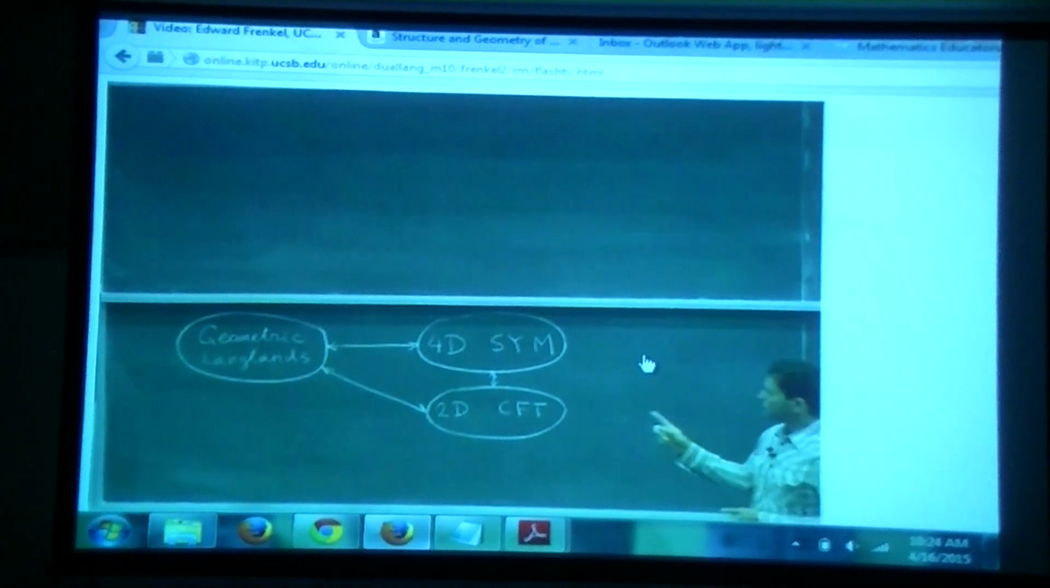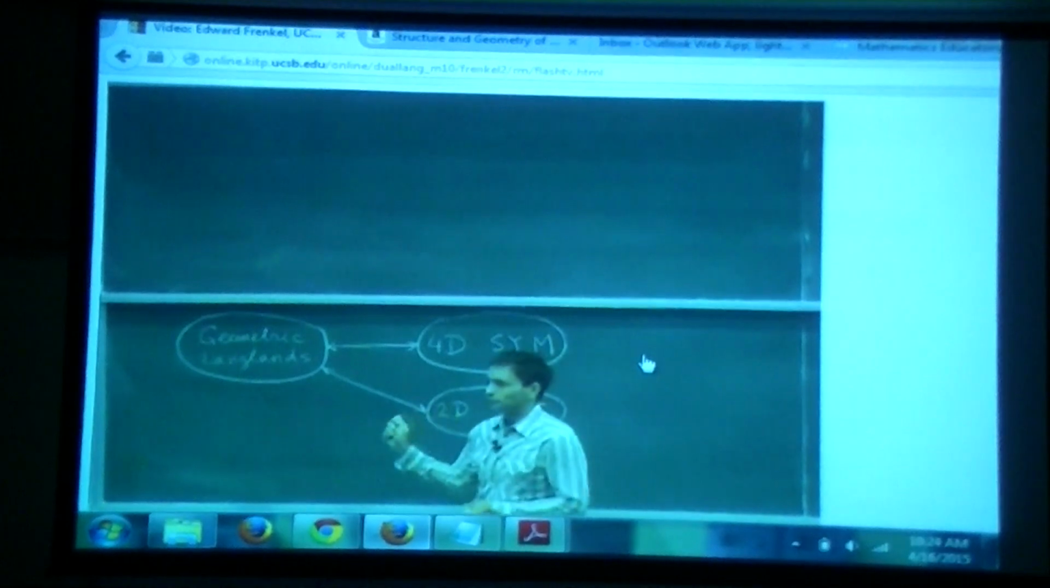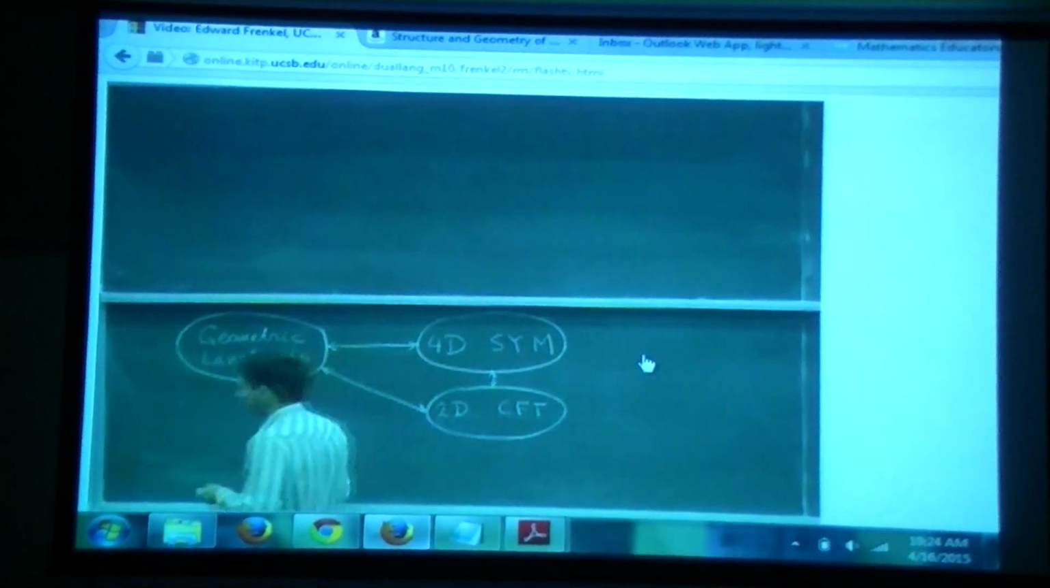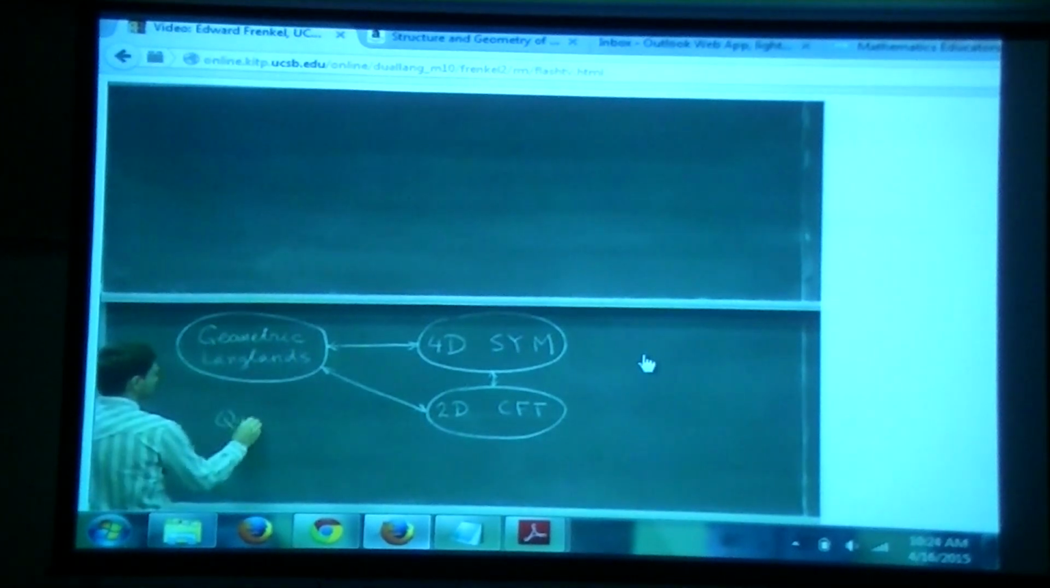But now I would like to add one more topic to this, so it will actually be a square instead of a triangle, and that's quantum integrable systems. This is not the one.